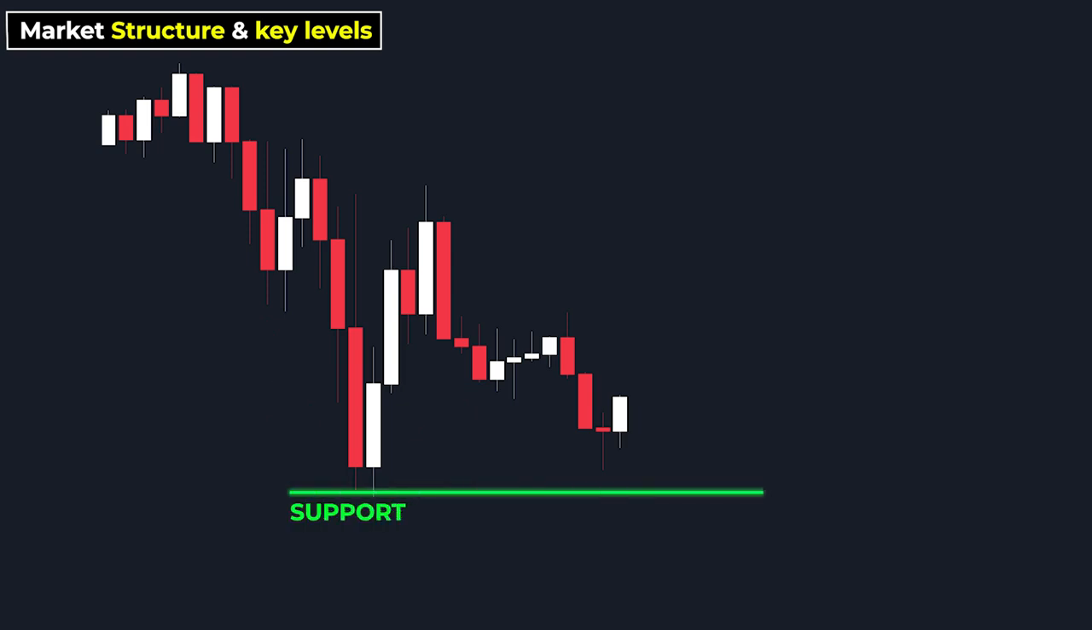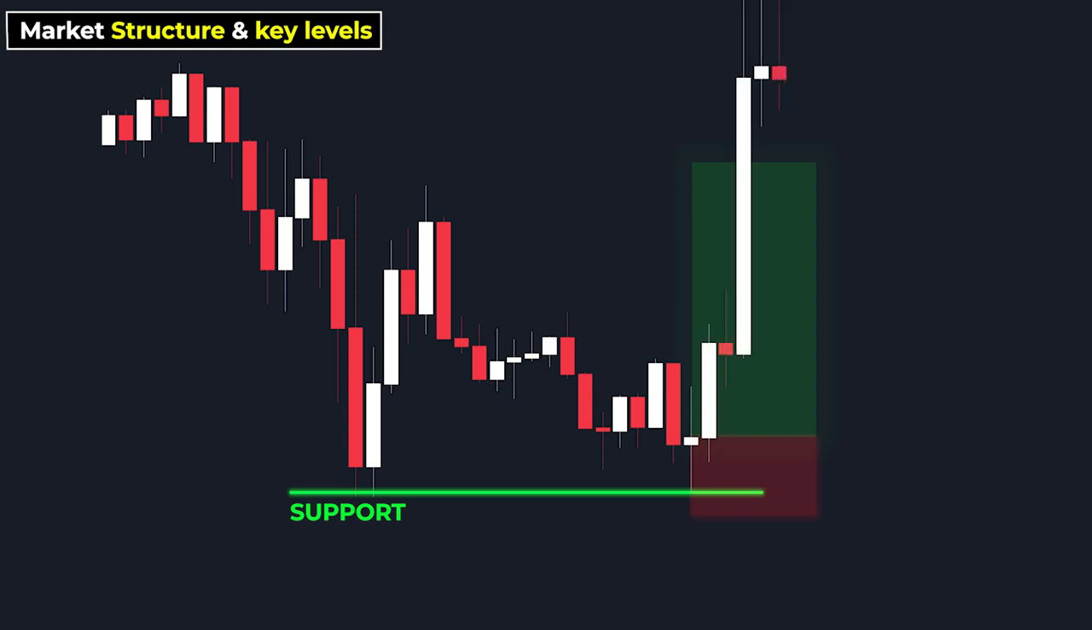Now, looking at the opposite side, when the price moves down before sharply rising, it creates a support level. Support is a level where the price struggles to go lower and instead bounces back up. When the price returns to this support level, it can be a good place to buy, leading to a potential long trade.